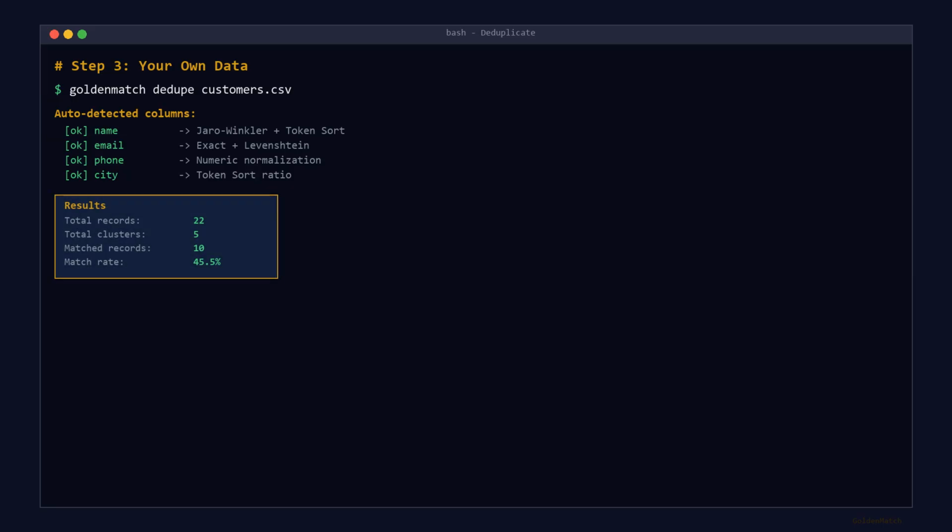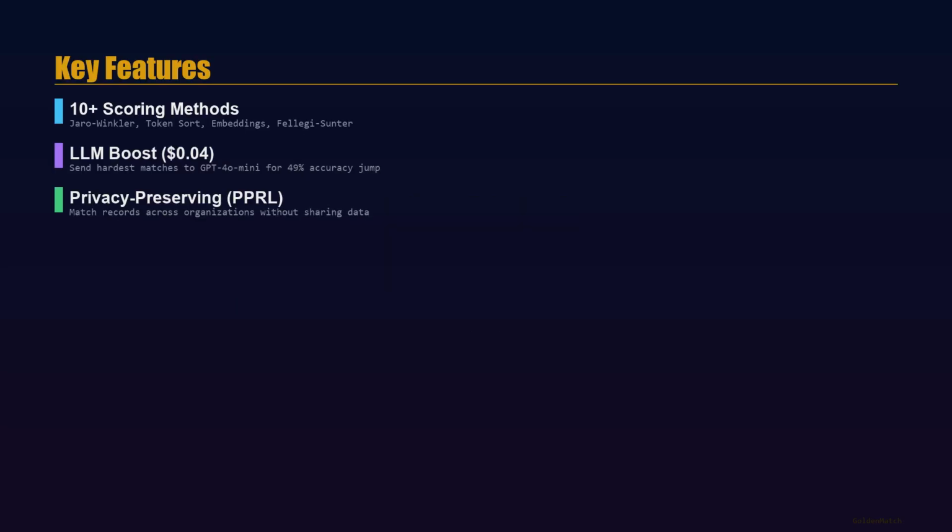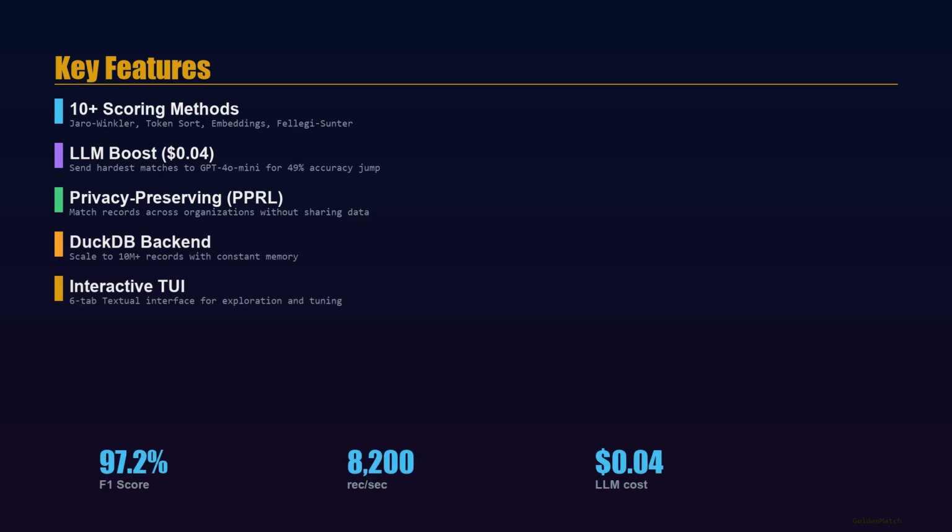0 configuration. 10 plus scoring methods. Jaro-Winkler, embeddings, Fellegi-Sunter. LLM boost for 4 cents. Privacy-preserving matching built-in. Scales to 10 million records with DuckDB.